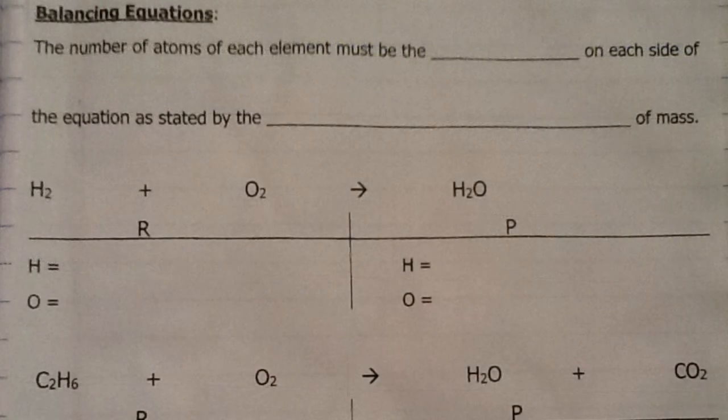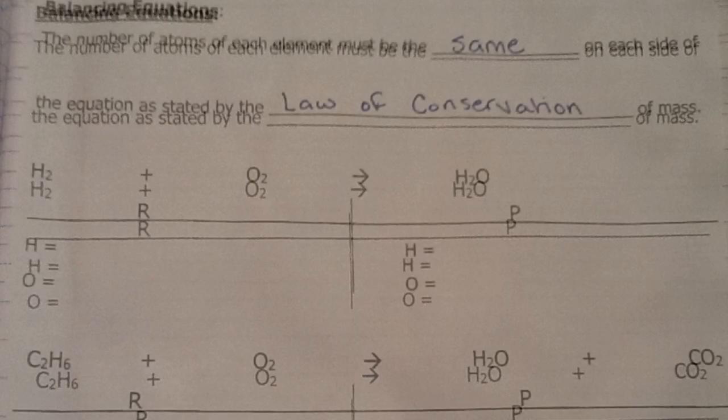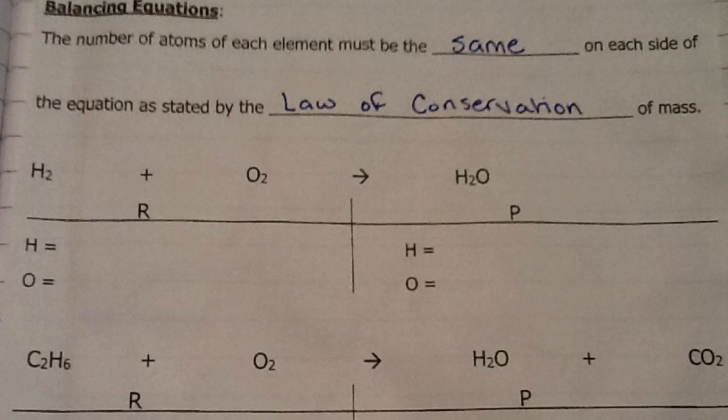This means that when we're balancing an equation, the number of atoms of each element must be the same on each side of the equation as stated by the law of conservation. The number of atoms can't change from the reactant side to the product side. This would mean that the atoms just disappeared, which would break the law of conservation.